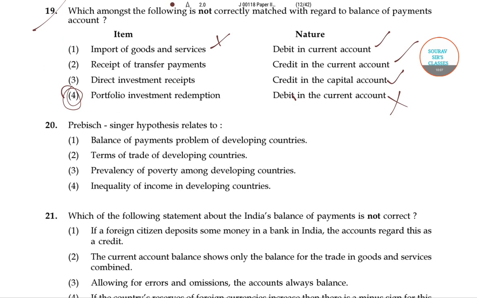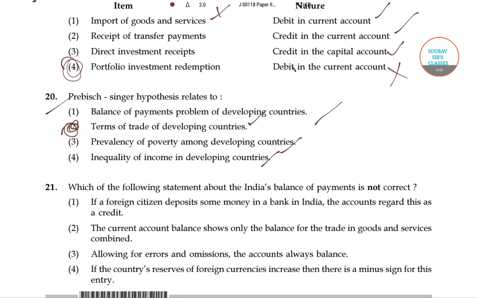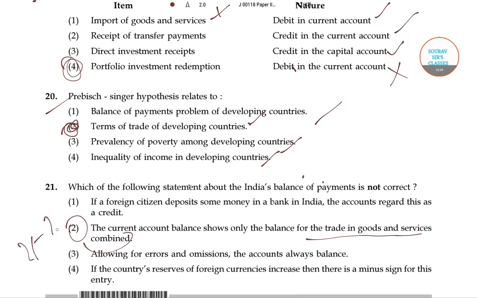Now the next question: the Prebisch-Singer hypothesis relates to balance of payment problem of developing countries, terms of trade of developing countries, prevalence of poverty among developing countries, and inequality of income in developing countries. So option 2 is the right answer. Now we have come to the last question. Which of the following statements about India's balance of payment is not correct? We know the right answer would be that the current account shows only the balance for trade in goods and services combined. So for question number 21, the right answer is option 2.